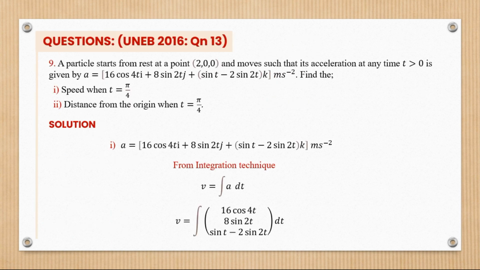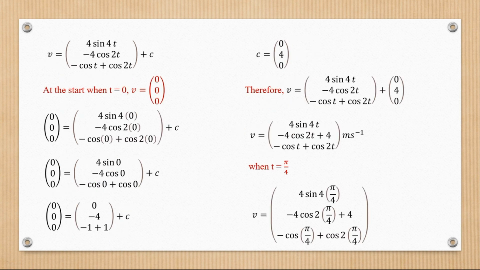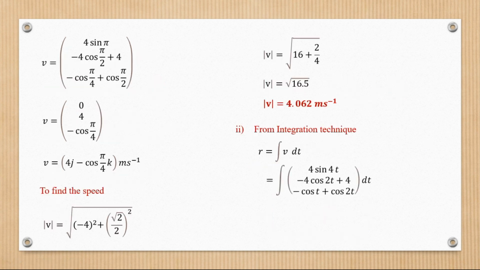Alright, so next we're being told to find the distance from the origin when t is equal to pi over 4. So for part 2, first of all, we know that from integration technique, r shall be equal to the integral of v dt. And remember that the value of v we got with the value of t when it was unknown was this value right here. So we're going to have r being equal to that.